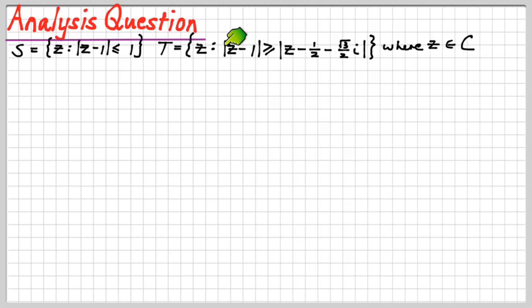We're saying that T is a set of numbers Z such that the distance of Z from the point 1 is greater than or equal to the distance of Z from the point 1/2 plus root 3 over 2i. Remember, you've got to put a bracket around here, okay? Z minus, open bracket, 1/2 plus root 3 over 2i, close bracket. So that is the set of points Z so that the distance of Z from 1 is greater than or equal to the distance of Z from the point 1/2 plus root 3 over 2i.